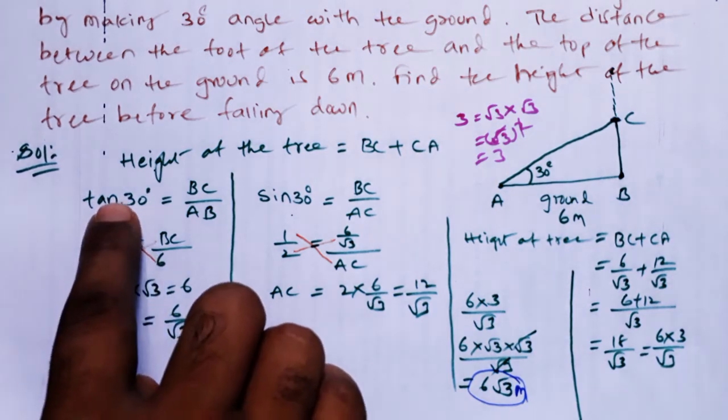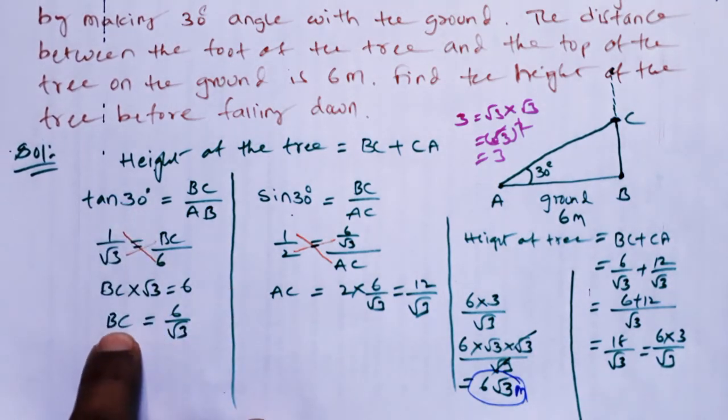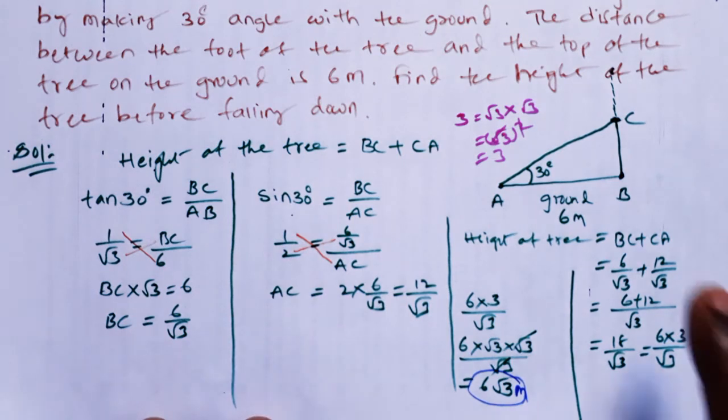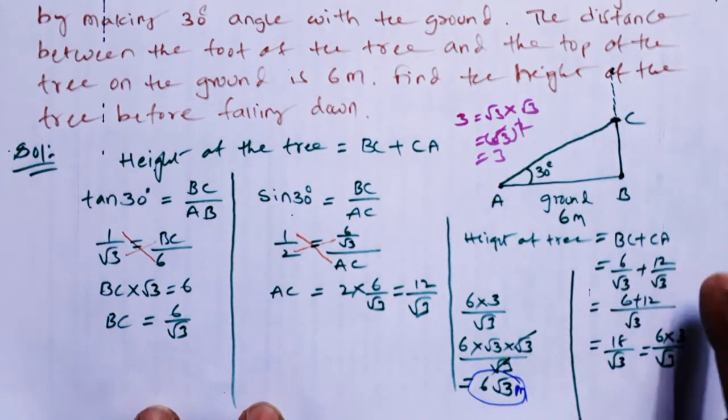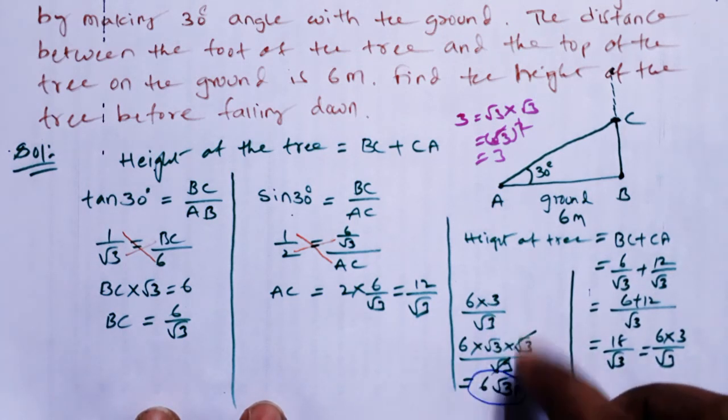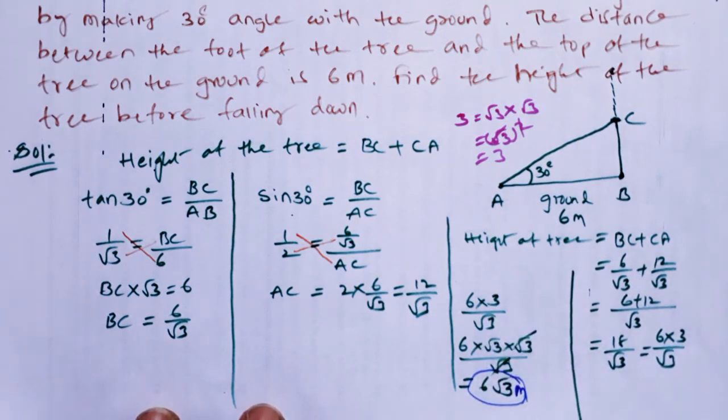So apply tan 30, we get BC. Apply sin 30, we get AC. Then add both and do the simplification. That's it. Thank you.